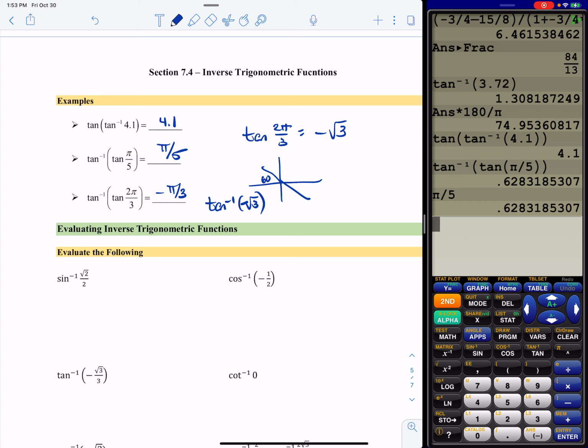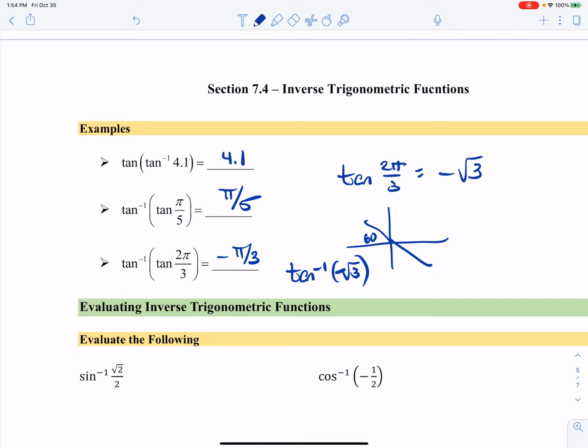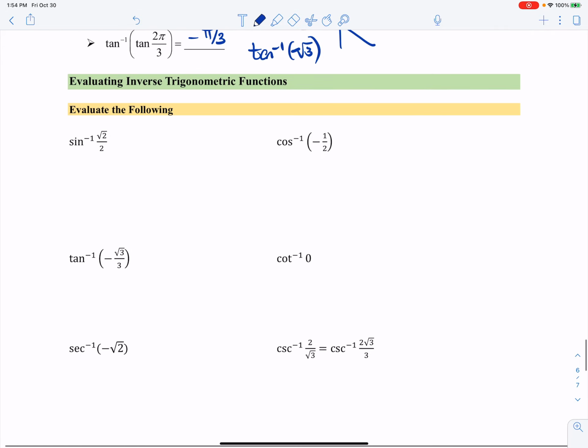So now that we've seen all three trig functions, we kind of have our big picture here. We can also talk about just finding random exact values here. So that's what we're going to do next to pull everything together.